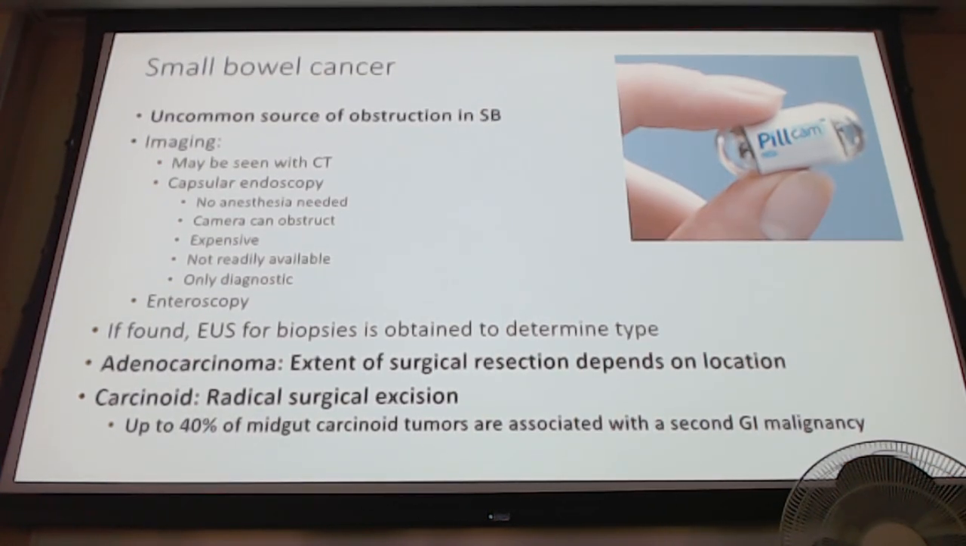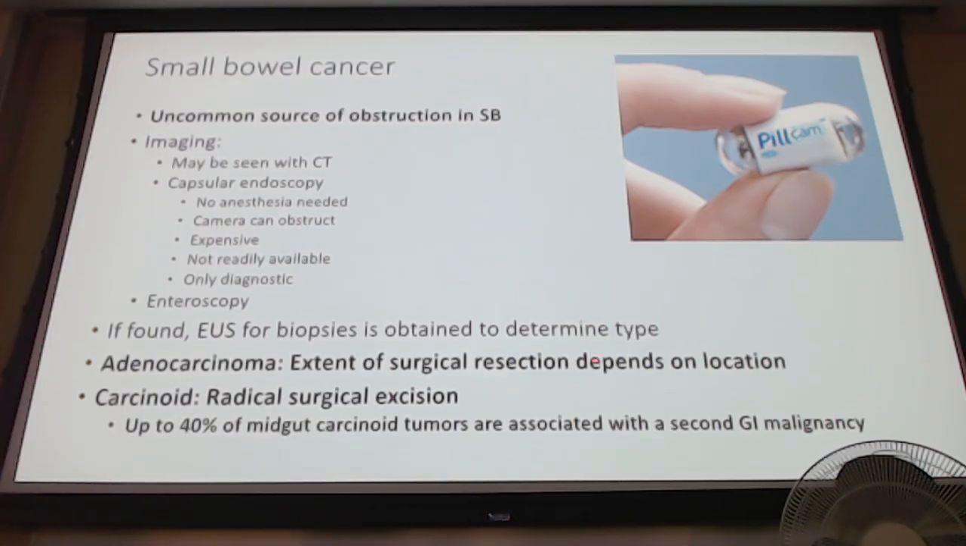It's an uncommon source of obstruction in the small bowel. For imaging, we can see it on CT. We can do the pill cam, or capsule endoscopy. Basically, we have the patient swallow this tiny little camera, and then we follow the pictures all the way through, and then it goes out the other end. If we do CT, EGD, or capsule endoscopy and find anything abnormal, then we can do an EUS, the endoscopic ultrasound. We can do biopsies from that, and we can see the extent of the invasion.